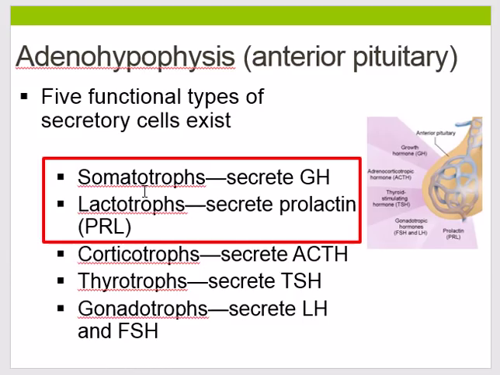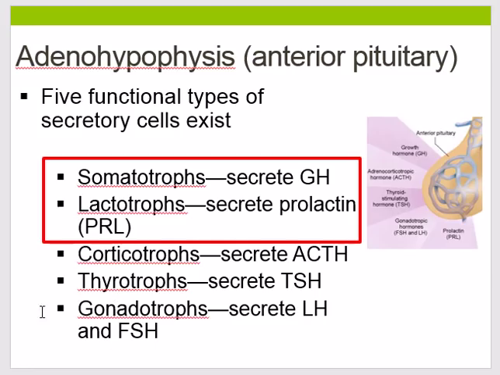Growth hormone is sometimes referred to as somatotropin hormone because of the cells that produce it. Cells that secrete prolactin are called lactotrophs. Cells that secrete adrenocorticotropic hormone are called corticotrophs. Cells that secrete thyroid stimulating hormone are called thyrotrophs.